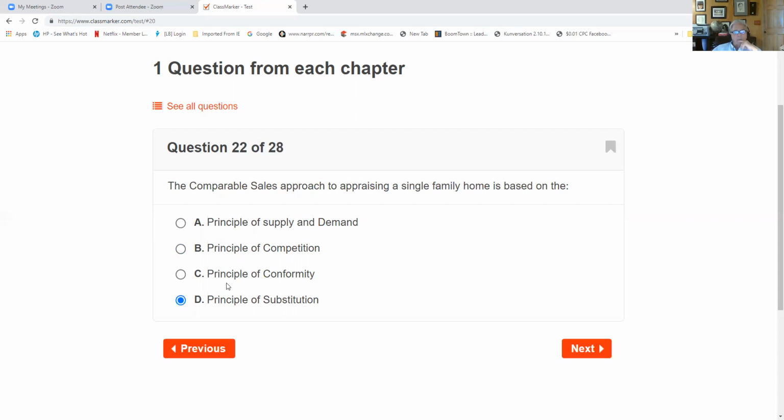The principle of conformity states that when things are the same, they have the highest value. And we always talk about in the principle of conformity, regression, which is when you have the nicest house in the crummy neighborhood, or progression, where you have the crummiest house in the nicest neighborhood. And regression is bad because it brings your house value down. Progression is good because it brings your house value up.